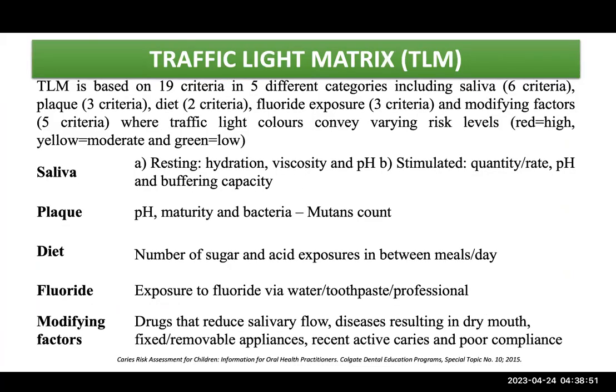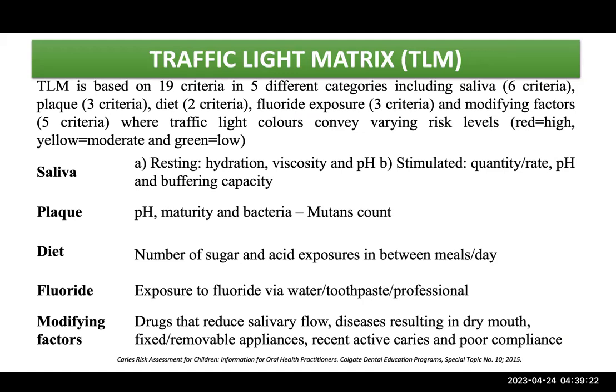Similar is another that's called the traffic light matrix. It is based on 19 criteria and 5 different categories. These categories are: saliva has 6 criteria, plaque has 3 criteria, diet has 2 criteria, fluoride exposure has 3 criteria, and modifying factors again 5 criteria, where the traffic lights are showing varying risk levels. That means red is high, yellow is moderate, and green is low.